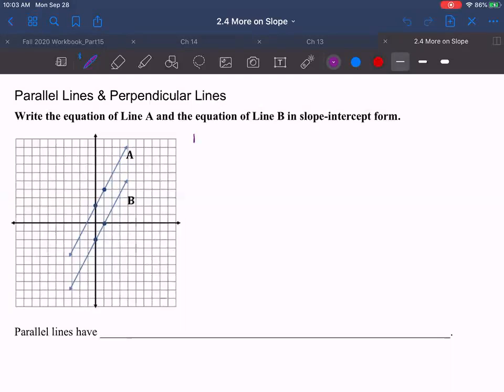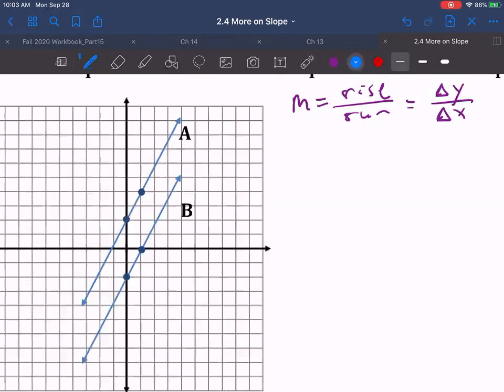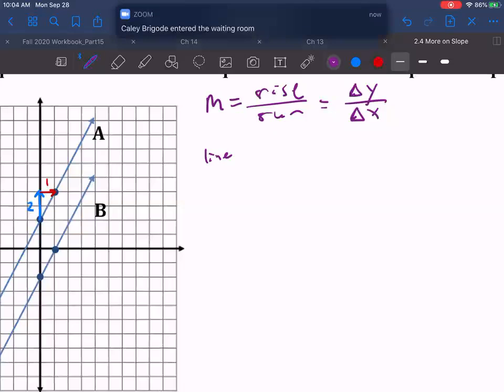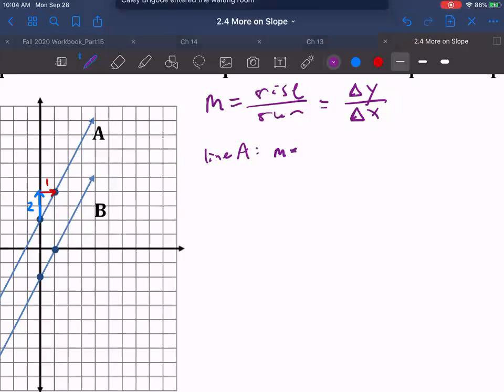And remember, slope is rise over run. So this is how much we change in the y direction over how much we change in the x direction. If I look at line A, I see that I have a rise here. If I go from one point on the line, I can rise up 2 and then do a run over of 1 to get back on the line. So for line A, I have a slope equal to 2 over 1, which is just 2.